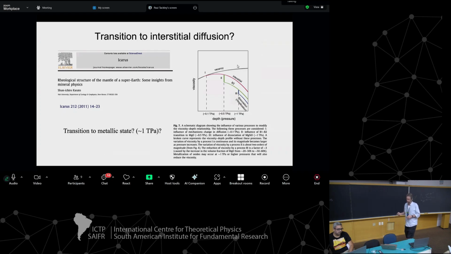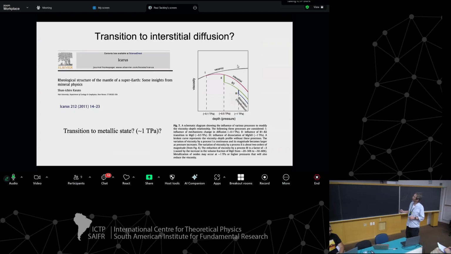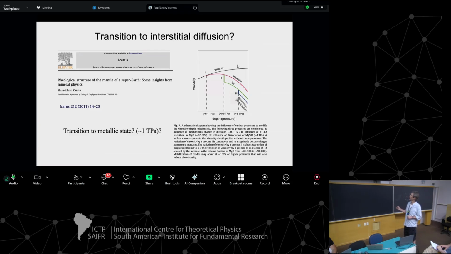Now, at the same time, Shun Karato made a different prediction about the viscosity of these super-Earths. He predicted that you would transition to a different diffusion mechanism, which is this interstitial diffusion. Somehow atoms are stuck in between the other atoms, and that would predict, according to him, an actual decrease in viscosity with increasing pressure.